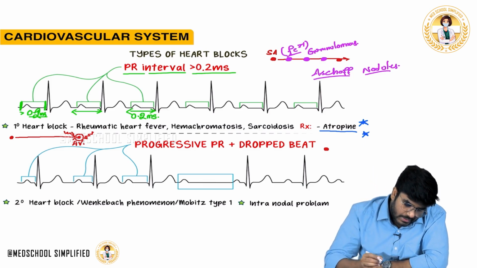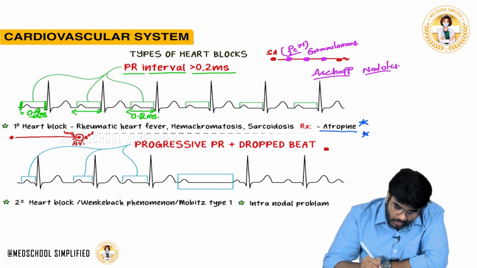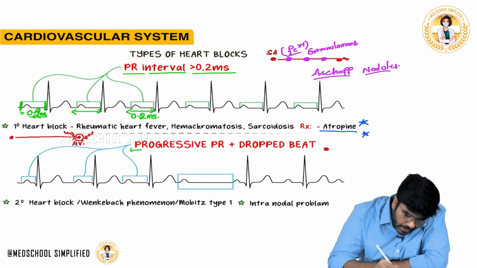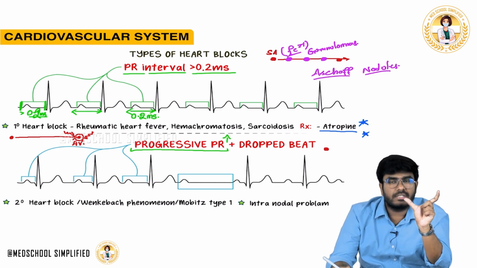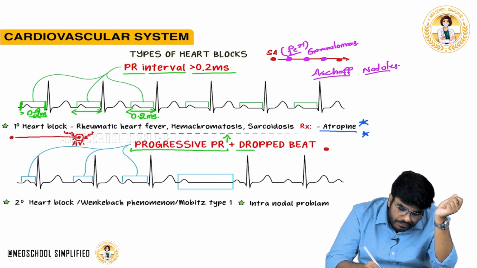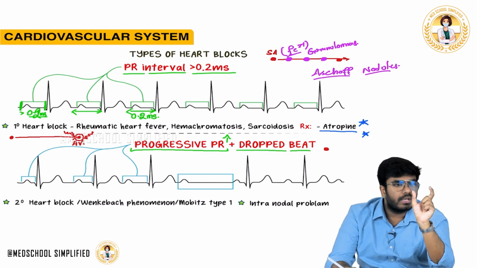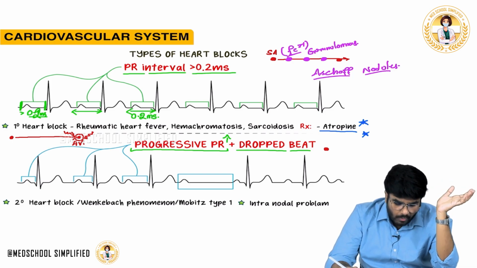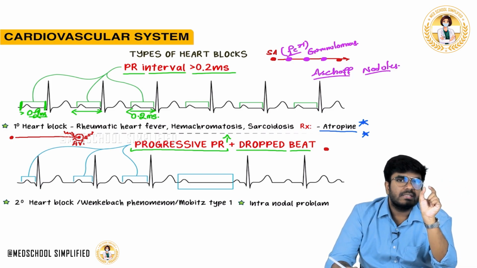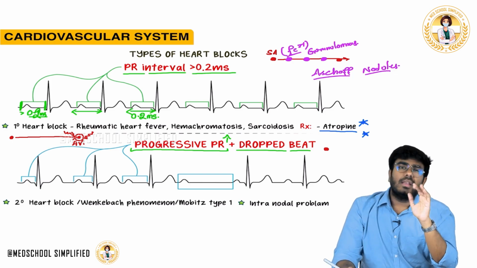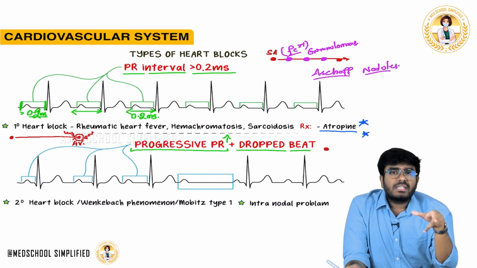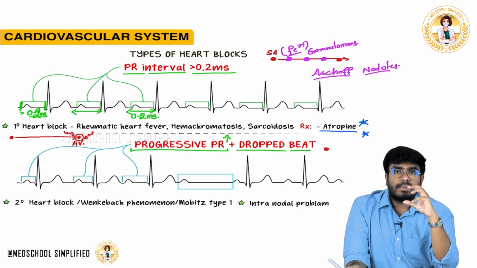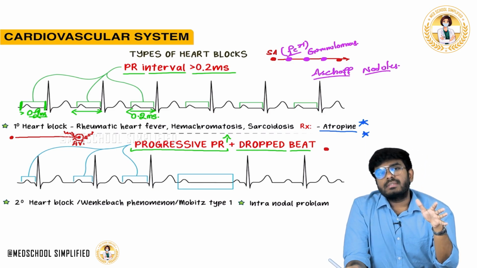Now, what happens? In second degree heart block, there is a progressive prolongation of the PR interval, but at a time, there is a dropped beat. Progressive PR interval with a dropped beat. What I am trying to put into your mind is, the AV node is weak. Already weak, already damaged. Now, this person again started drinking.